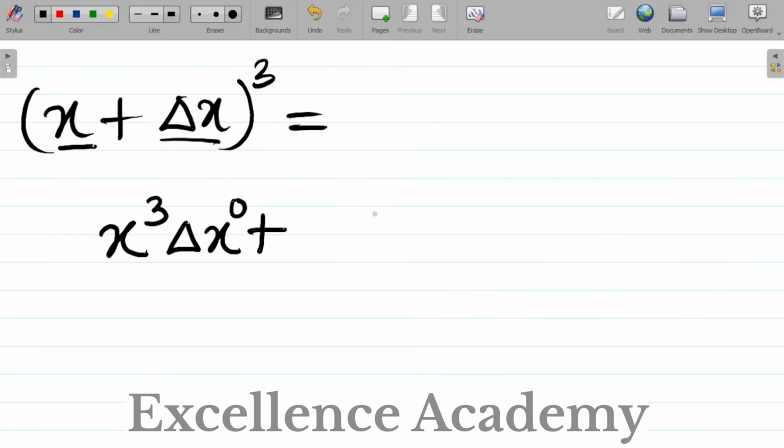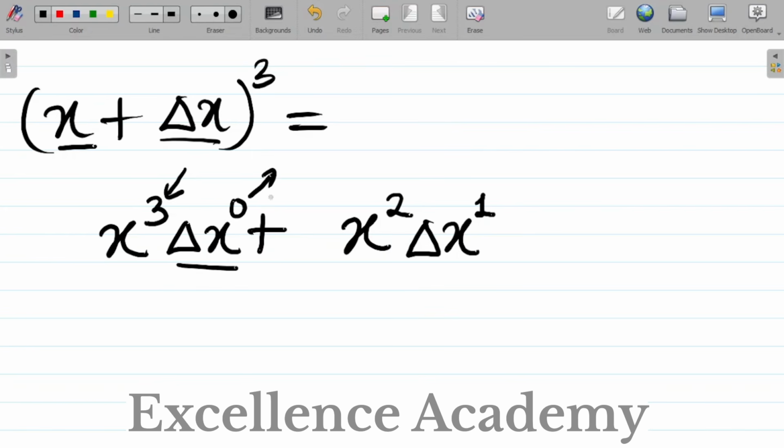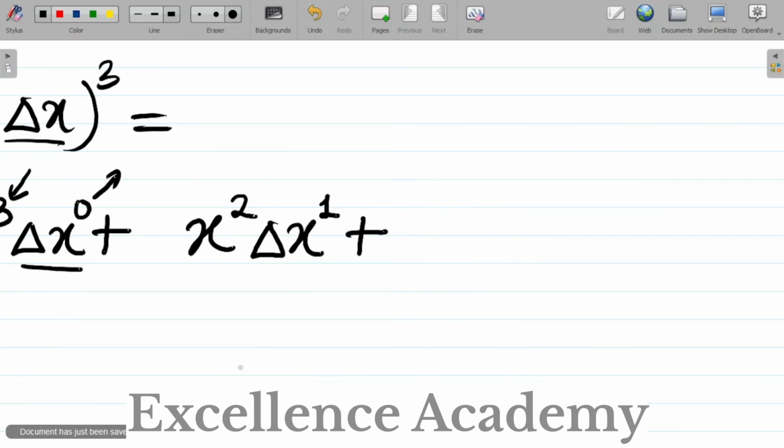Plus, the next thing you want to do is reduce this power by 1. That becomes x, reduced by 1. That's 3 minus 1 becomes 2. The second term there, which is change in x, increase it by 1. That becomes the power 1. All right, so get the concept. Reduce this by 1 and increase this by 1. All right. Plus, the next term, follow the same pattern.